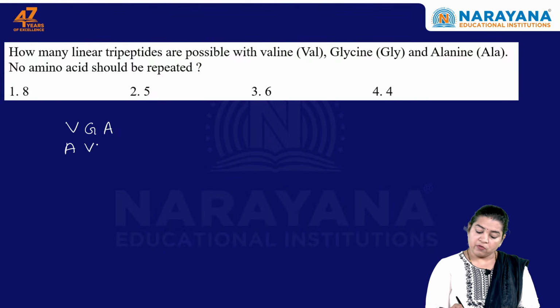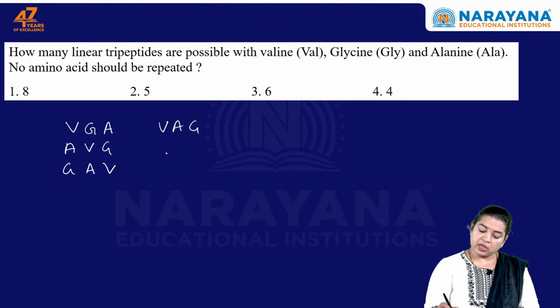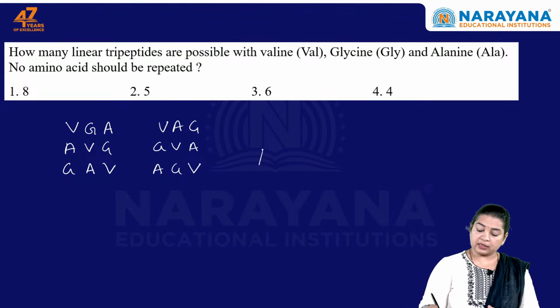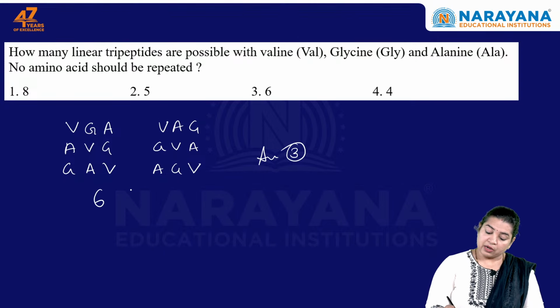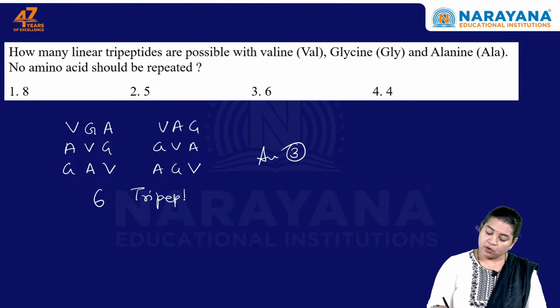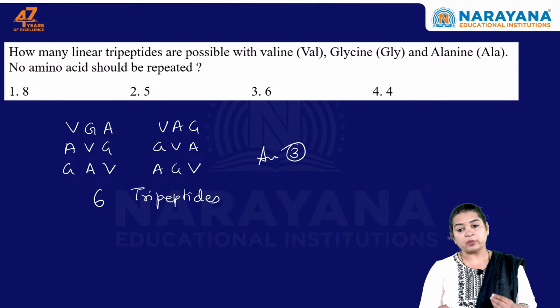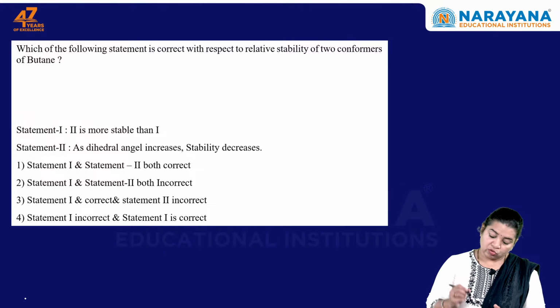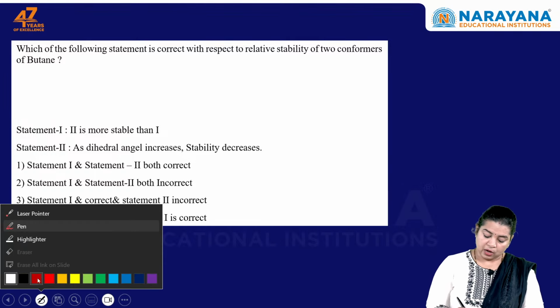A, V, G, G, A, V, right? V, A, G, G, V, A, G, V. And after seeing all these combinations, I think the answer is third, that is 6 tripeptides are possible, right? How many tripeptides are possible with this combination? 3 amino acids, no repeat allowed, then 6 such tripeptides are possible.